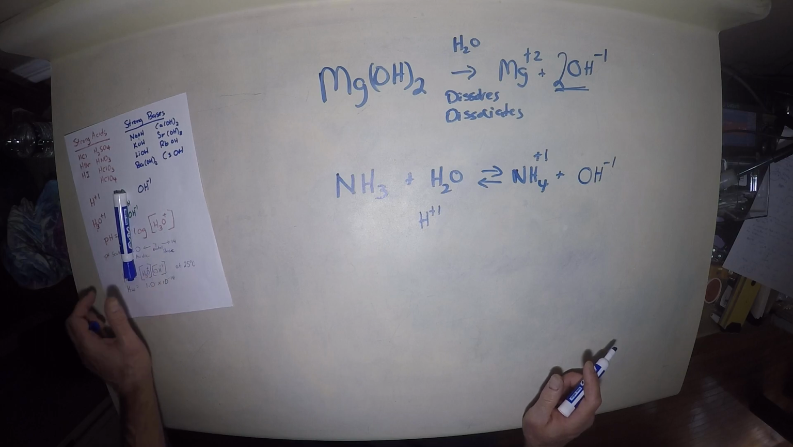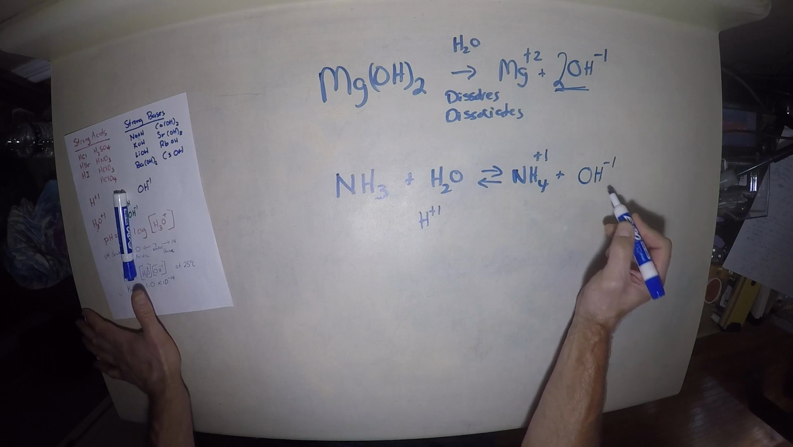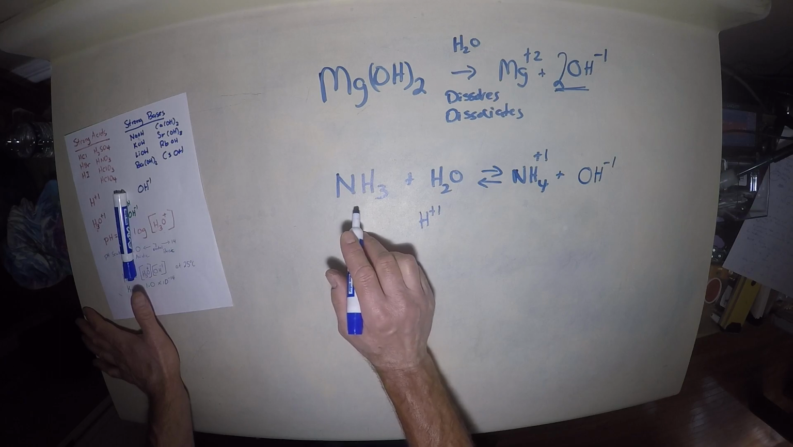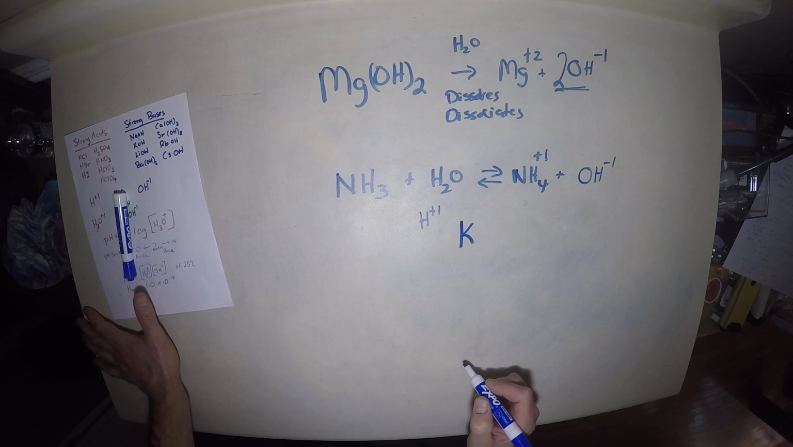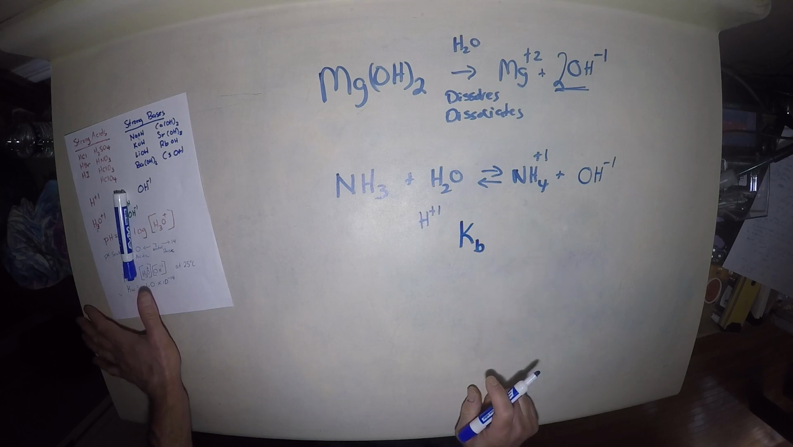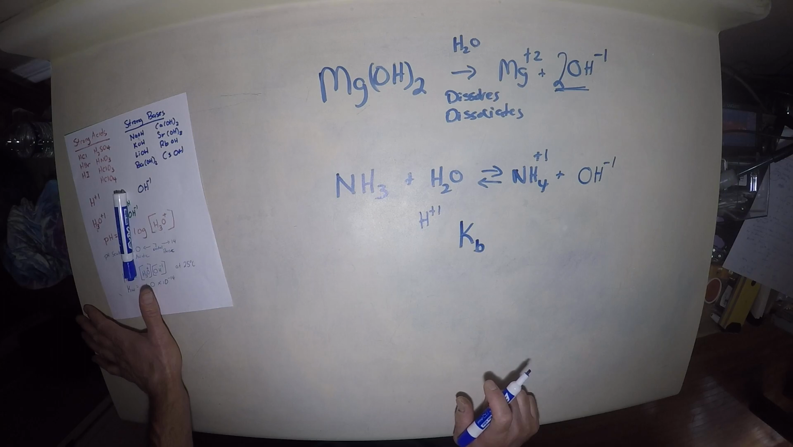So a lot of your bases are hydroxides, but not all of them. The important thing about bases is they make hydroxide. This, as said, is a weak base. So in 5 seconds, what can you say about the K value, which in this case we're going to call KB? The KB can't be very large. We can't ignore the reverse arrow, so therefore the KB must be very small.